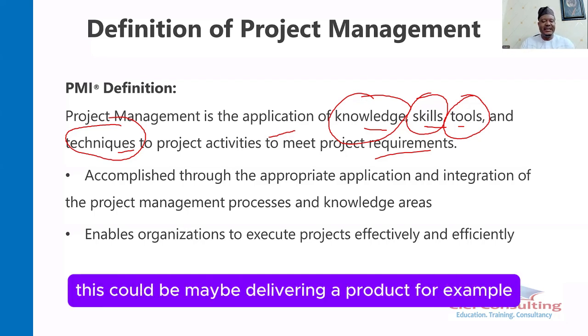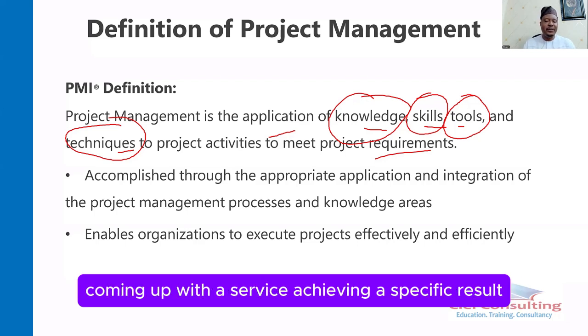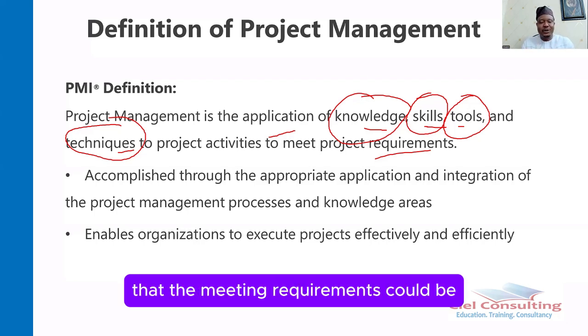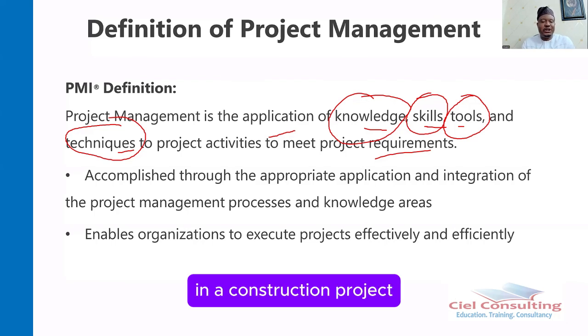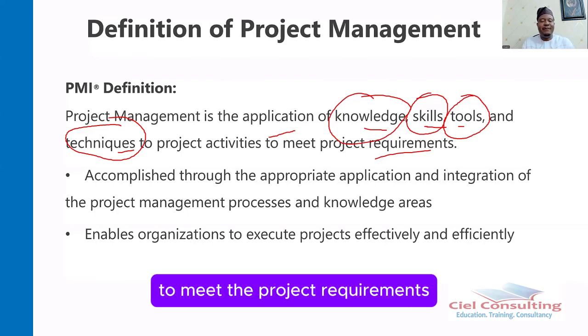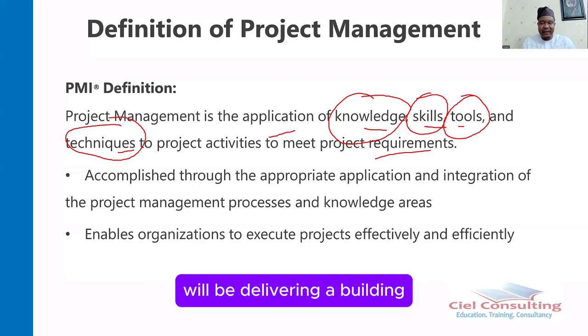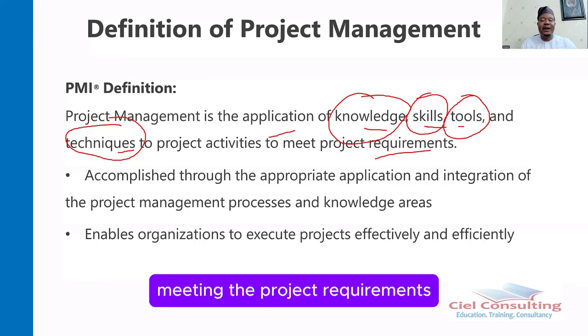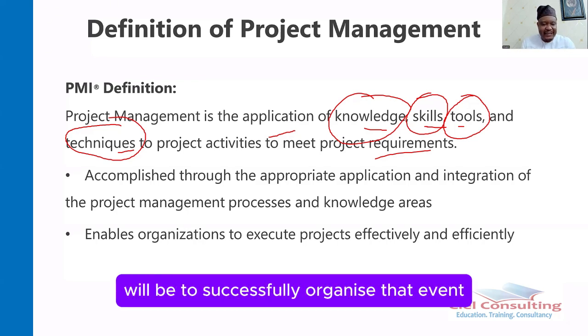This could be maybe delivering a product, for example, coming up with a service, achieving a specific result. For example, in an IT project, meeting the requirements could be delivering a software or an application. In a construction project, meeting the project requirements would be delivering a building. Or let's say, for example, in an event project, meeting the project requirements would be to successfully organize that event.